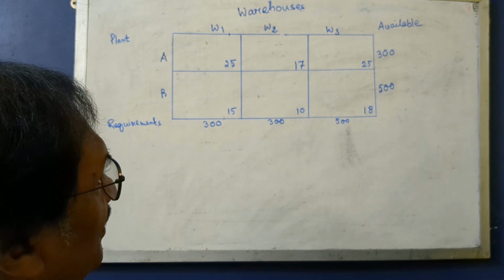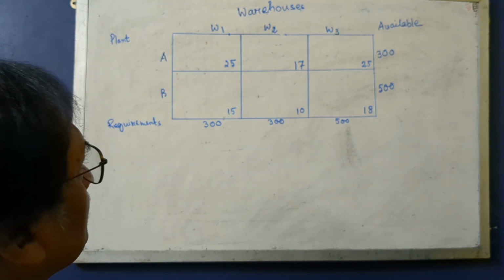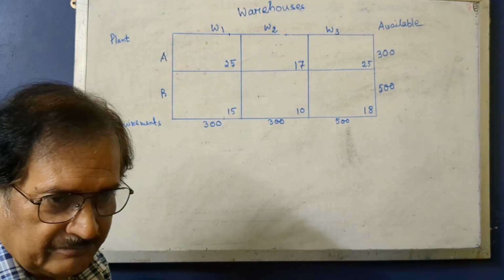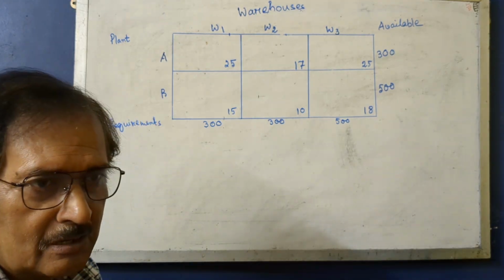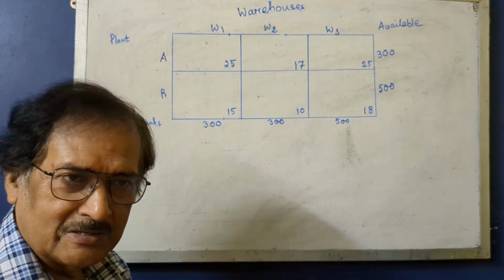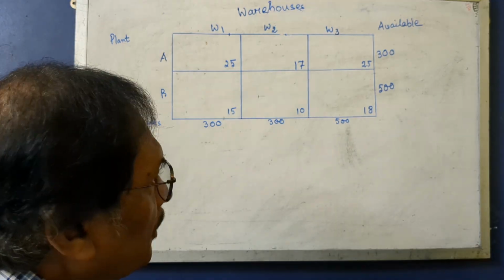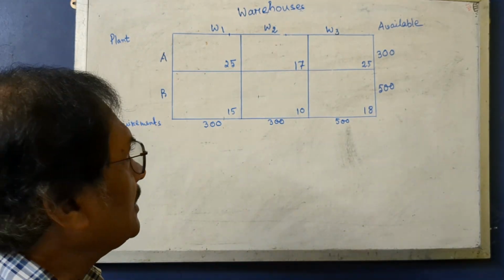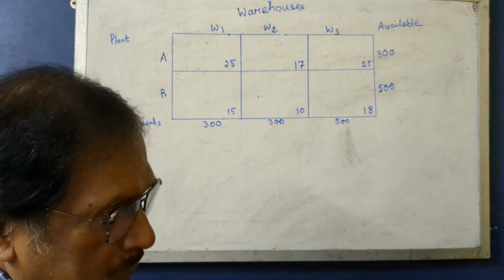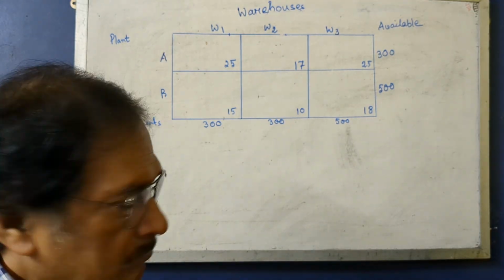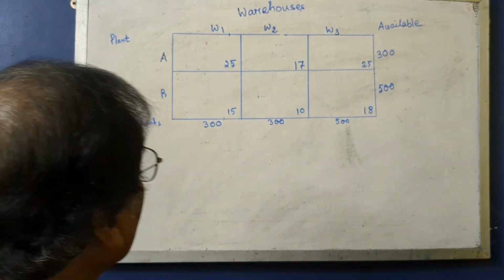Okay, now I'm going to start. First, I have to find out the basic feasible solution. I've already discussed several times that the VAM method is the best method for finding the basic feasible solution to solve any transportation problem. That's why I'm going to discuss how to find the basic feasible solution by the VAM method, that is, Vogel's approximation method.